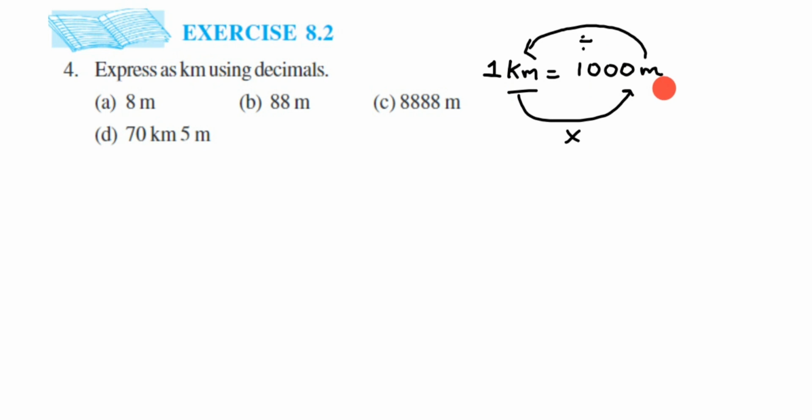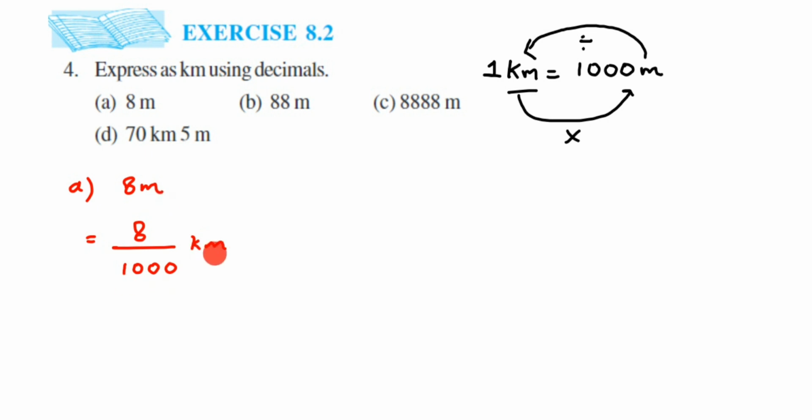So let's start with the first question. 8 meters. So convert this into kilometer. So 8 divided by 1000 kilometer. I have written the unit differently here. Before it was meter, now I have written kilometer because I have divided this by 1000. So you have to change this. If you put meter here, then the value will change. So when you're dividing by 1000, you have to change the unit, you write kilometers.